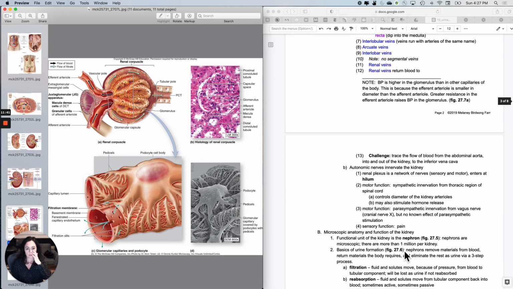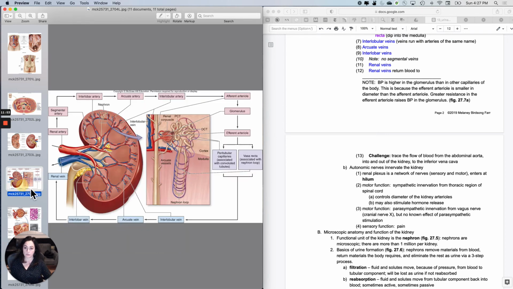So the challenge that I give you here is to trace the flow of blood from the abdominal aorta into and out of the kidney back into the inferior vena cava. And after you have done that a few times, you will start to see this microcirculation. But the microcirculation, by the way, starts at the interlobular artery, and then you can go back to being able to see the circulation at the interlobular vein.